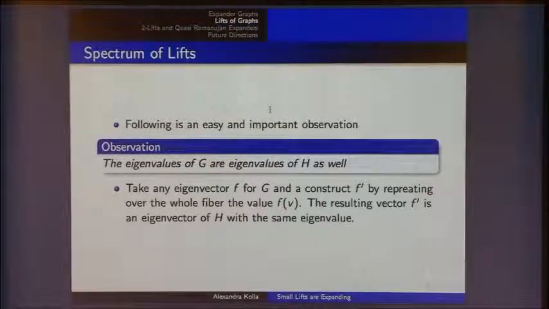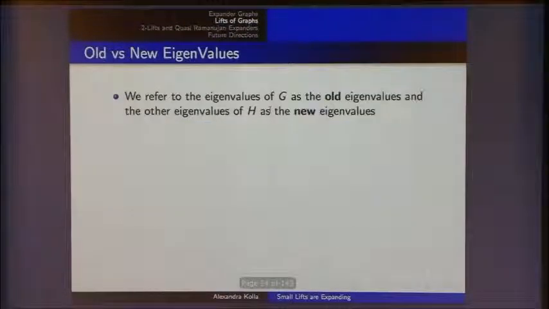Take an eigenvector f of the base graph, and for each vertex v, let's say f of v was the value of the eigenvector. Now just copy this value for each one of the k vertices in the fiber. So this new eigenvector f prime has constant value on its fiber, equal to f of v. It's easy to see that this is an eigenvector of the adjacency matrix of the lifted graph as well, with the exact same eigenvalue.